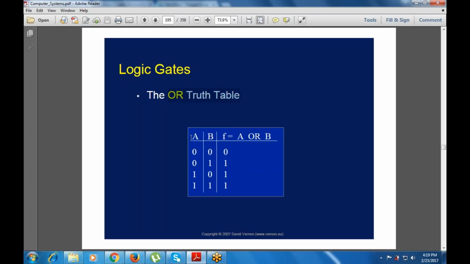Then the OR truth table. This is A, B, A or B. The rows are 0 0 0, 0 1 1, 1 0 1, 1 1 1. So these are represented with the OR truth table. 0 0 gives 0, and 0 1 gives 1. So whenever one of the inputs is 1, the output becomes 1. Then 1 0 gives 1, and 1 1 is again 1.